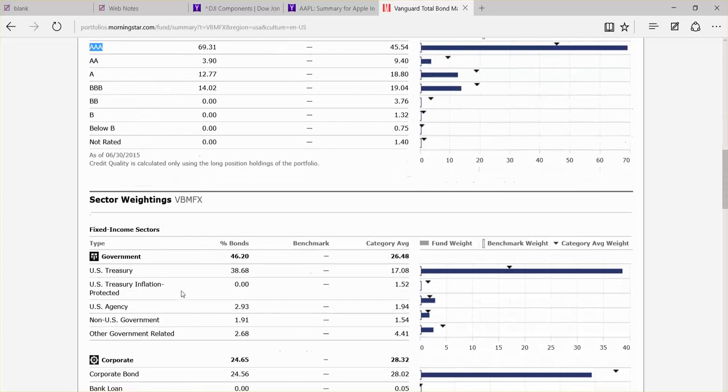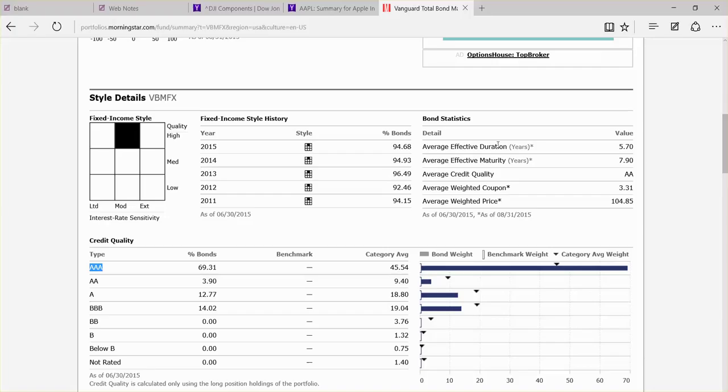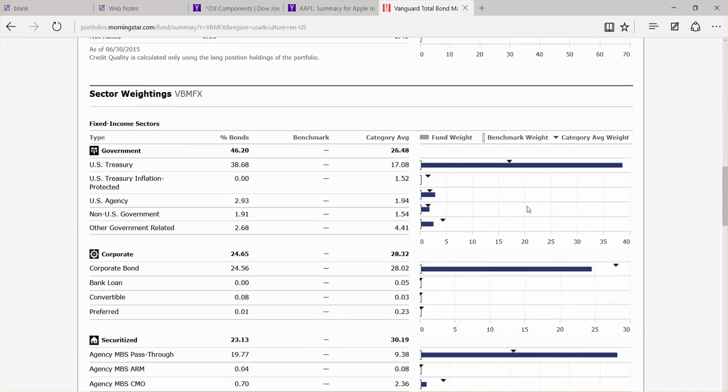Some of this stuff, I mean, duration is a measure of the sensitivity of the bond to interest rate changes, and I'm not really going to go into that, but you can look here, and the average maturity is approximately 8 years. So this isn't a short-term bond portfolio, it's longer term.